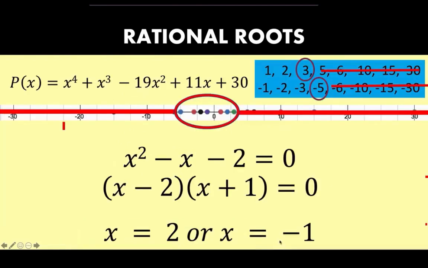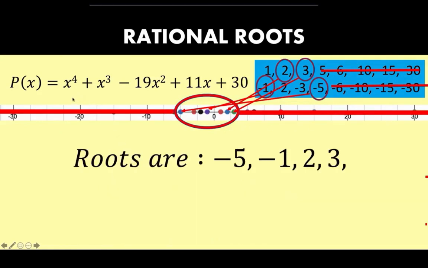Combining these results with the other 2 roots that we already found, we now have these 4 roots. 2 and 3 are both positive; negative 1 and negative 5 are the 2 negative real roots. All in all, we have a total of 4 roots, which is consistent with the highest degree of our given polynomial equation. And these 4 real roots are all contained in this circled interval, which we narrowed down by applying the integral upper bound and the integral lower bound.